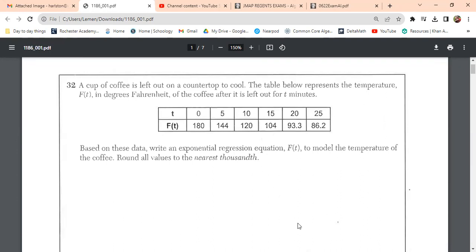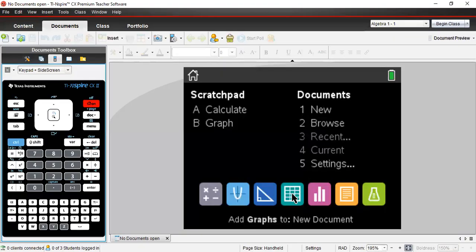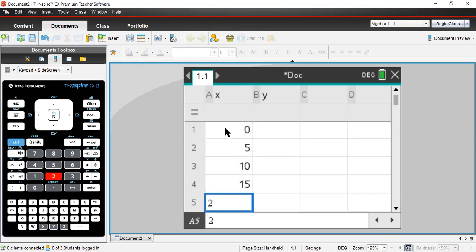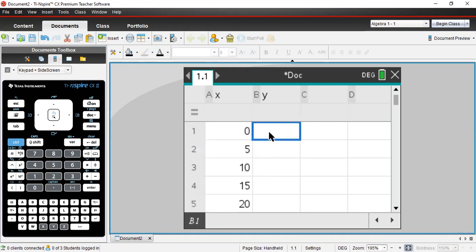All right, so I'm going to show you what we're going to do here. We're going to get the calculator. In order to do any kind of regression, you always have to use the spreadsheet, which is right here. Up here, you're going to put X. Over here, you're going to put the Y. Down here, you're going to do the X values. So it's 0, 5, 10, 15, 20, 25. Every 5 seconds, they got a temperature reading.